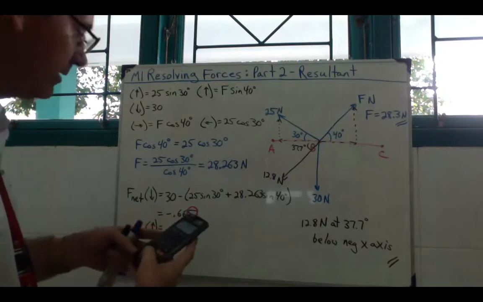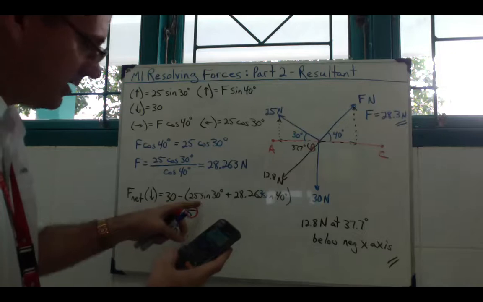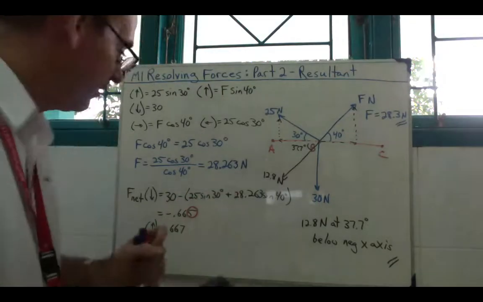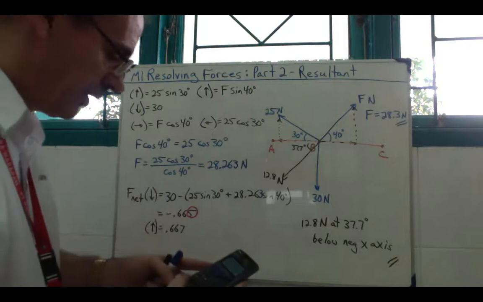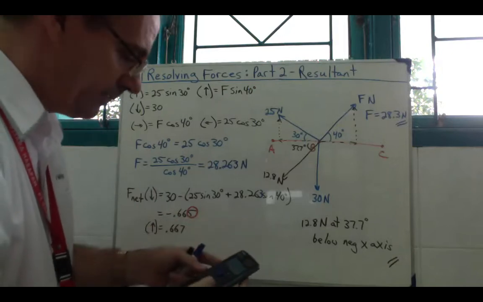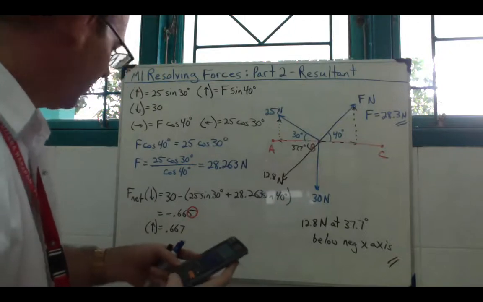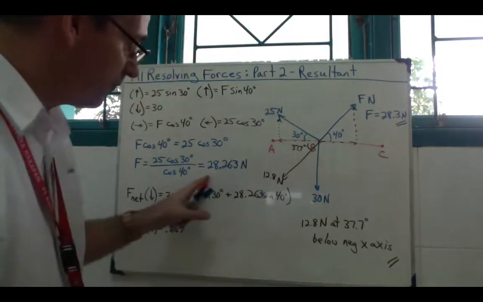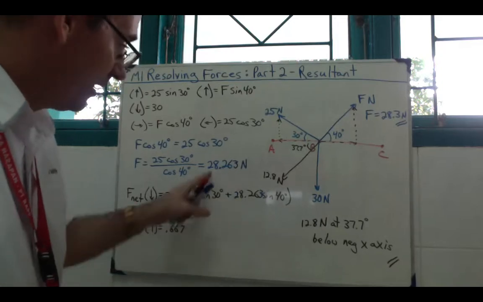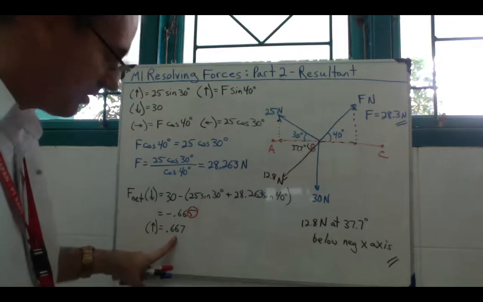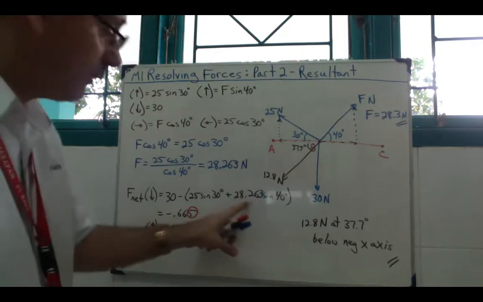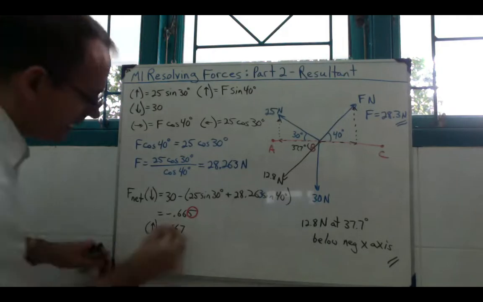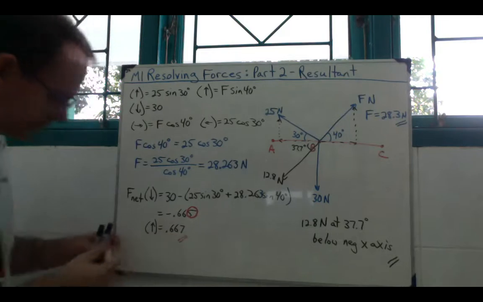30 minus 25 sine 30, because if you don't fix it, you will lose a point in Cambridge. They're quite picky on the significant figures, and it helps you be more accurate as well. Plus 28.263 sine of 40. And when we do that, yes, we get negative 0.667. So usually if you go to 4 significant figures in your work, your final answer should be accurate to 3 significant figures. For some reason, we needed that 5th significant figure. I'm not quite sure why, to get our 0.667 in the up direction.